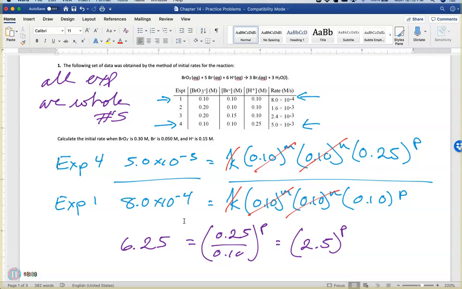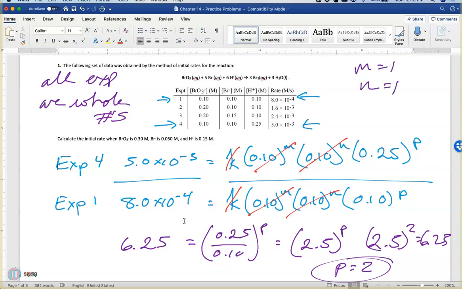So I'm going to recommend guess and check. Let's take 2.5 squared. Guess what 2.5 squared is? 2.5 squared is 6.25. I kind of ran out of room, but that means P must equal 2. So now we have M equals 1, N equals 1, P equals 2. We have now solved for all of our exponents.